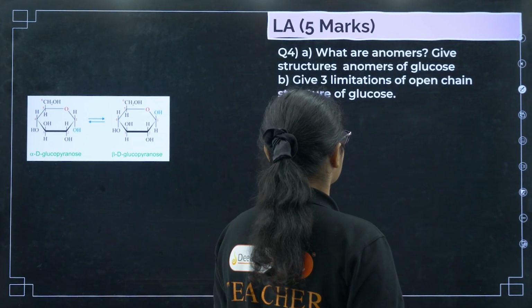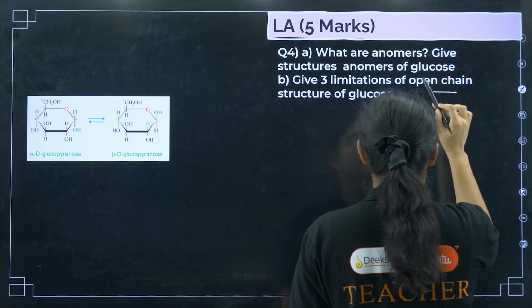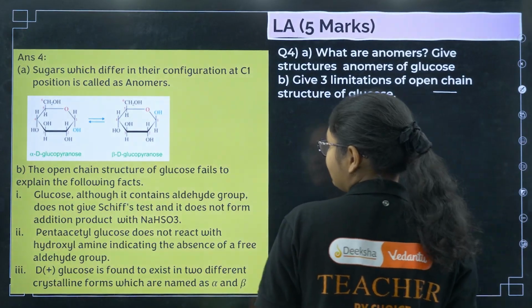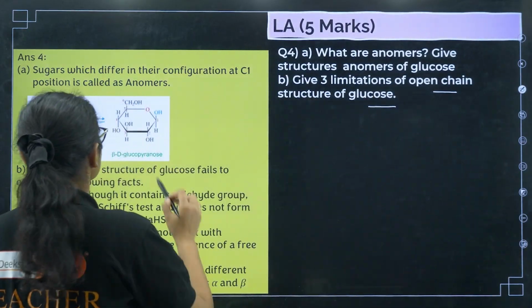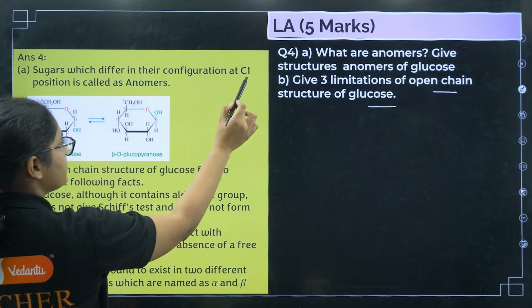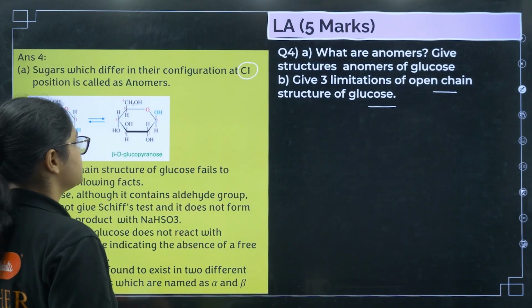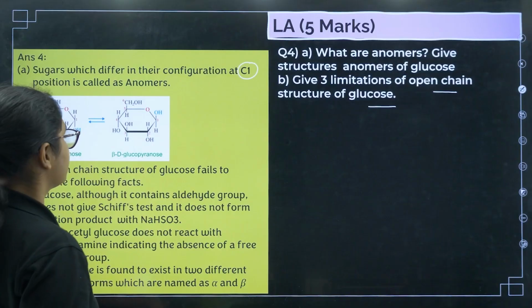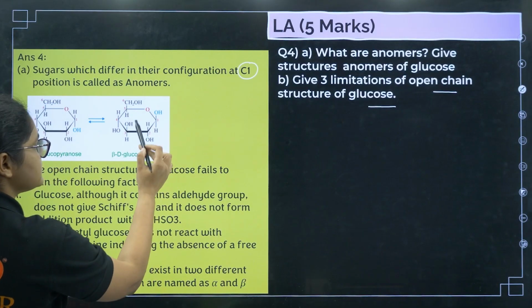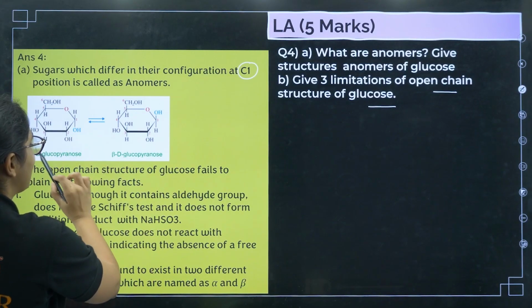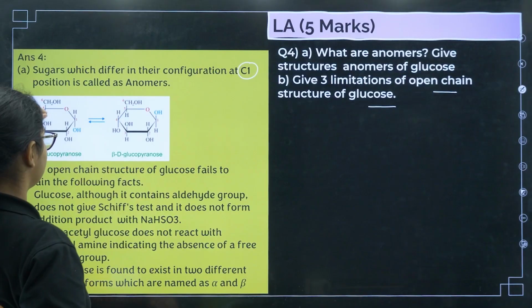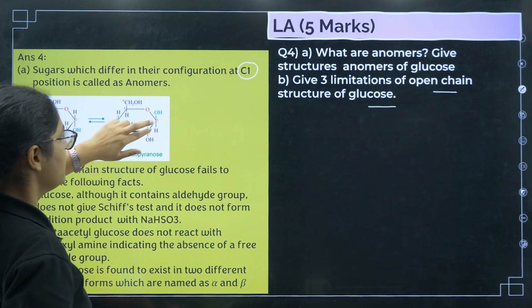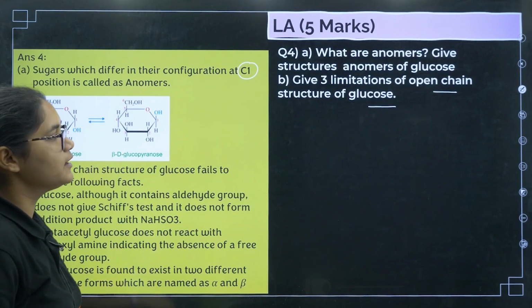Then limitations of the open chain structure of glucose. So what are anomers exactly? Anomers are the sugars which differ in their configuration at the C1 position. You can see two structures of anomers. This is beta D glucopyranose, this is alpha D glucopyranose. In alpha D, the OH will be present at the bottom, in beta the OH will be present at the top.